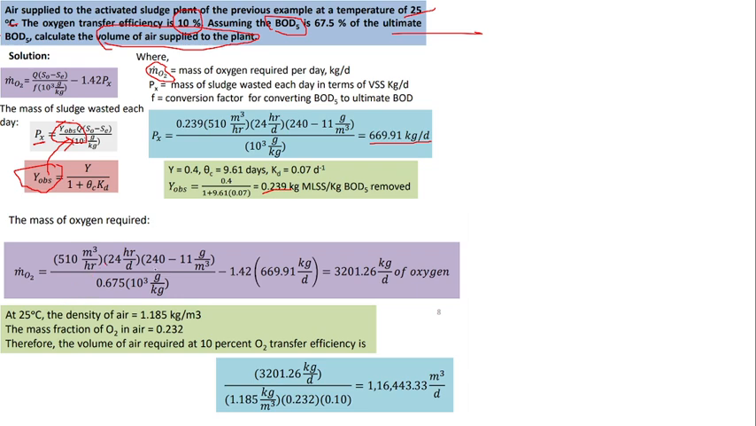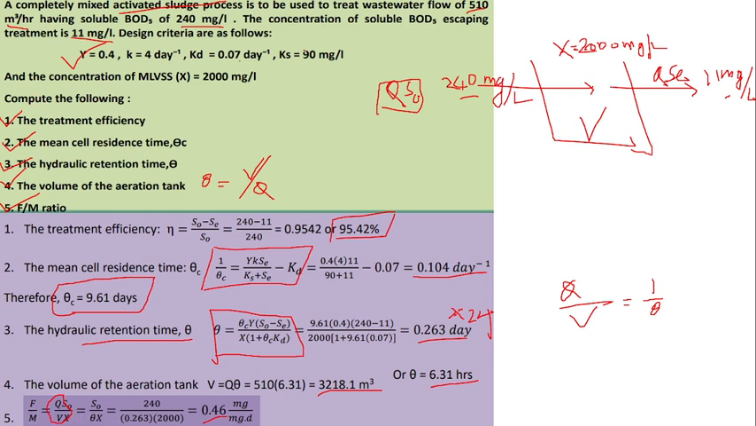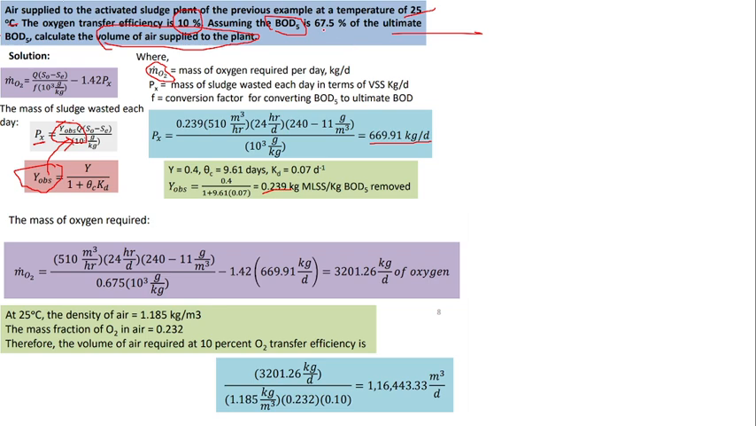It is converted to days and 240 minus 11 divided by F. F is the food ratio, right? So it is obtained here. It is obtained from the F by M ratio, the food to microorganism ratio, and this F mentioned in the question is the fraction of BOD. It is 67.5 percentage of the ultimate BOD, so it is 0.675. So the fraction of BOD converted in this process is 67.5 percentage.